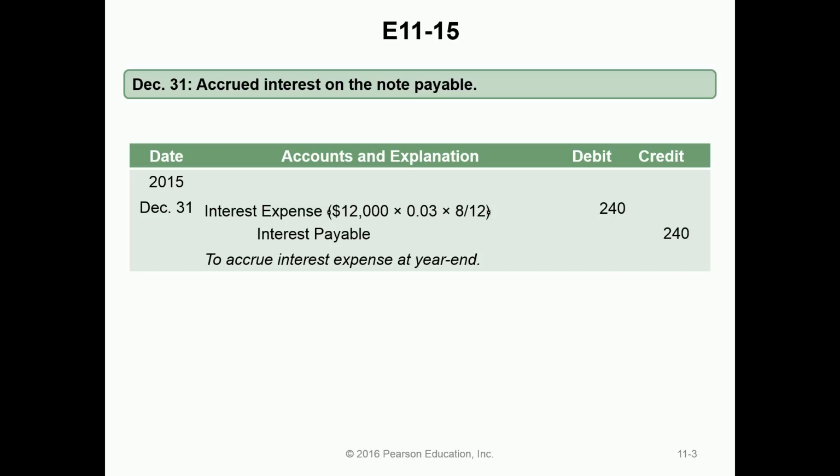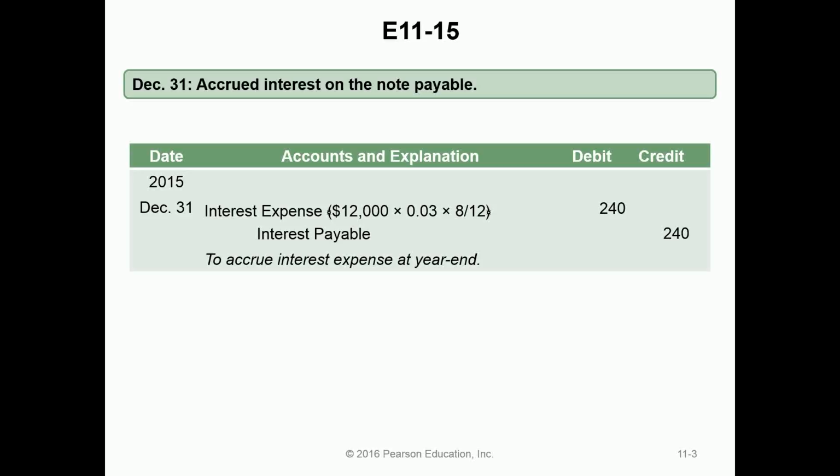So our principal is $12,000. The rate that we give you for the note is always an annual rate, so we multiply that times the 3%, and then we want to make that for a partial year because 3% represents a whole year's worth of interest. So we're going to multiply that times 8 months out of 12 months. So 8/12 is all the interest that we're going to get right now. So we'll end up with $240. So that will be our debit to interest expense, and since we're not paying it right now, we can't credit cash, so what we will credit is interest payable.